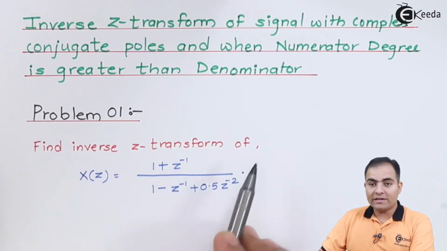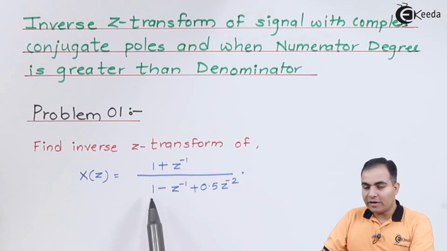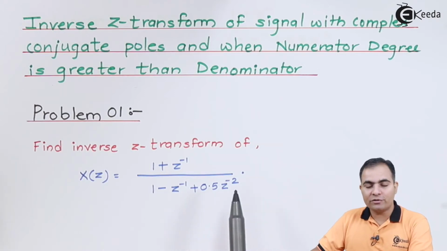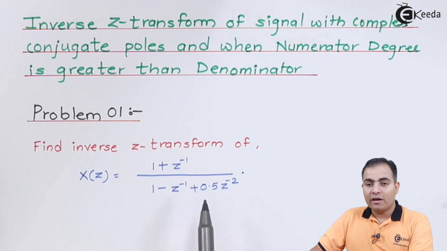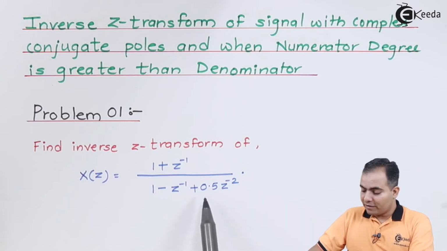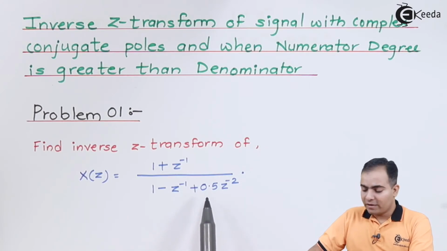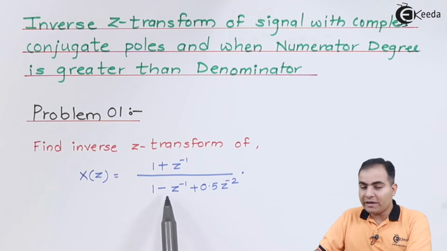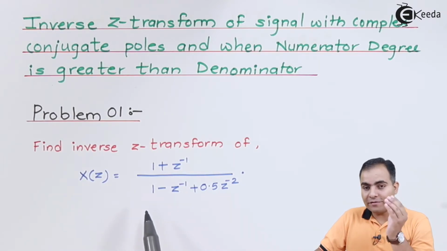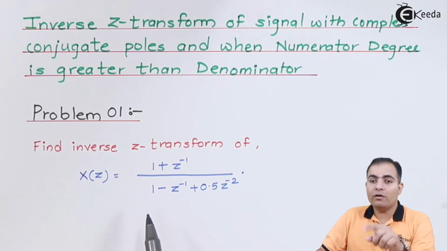Find inverse Z transform of X of Z, and the function is 1 plus Z inverse. In denominator we have 1 minus Z inverse plus 0.5 Z raised to minus 2. Now, if you're going to factorize this denominator, then what are the different factors you will get? Well, basically, the last term is always product of two digits. So suppose if I want to obtain 0.5, then I can say that 0.5 is a product of 0.5 and 1. But the middle term is always addition of two digits. That is, if we add 0.5 with 1, then maybe you will get answer 1.5 or minus 0.5.